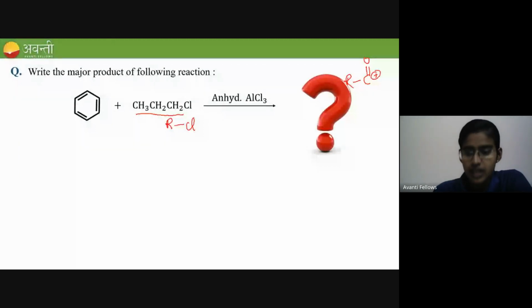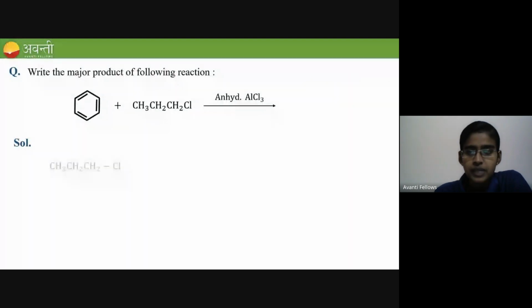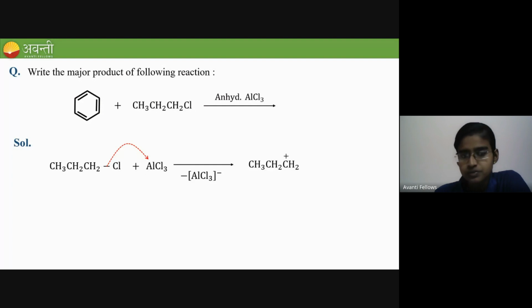Yes, it is alkylation. Now, two different products we will get here, so we have to find out the major product. I told you about rearrangement, and that concept I will explain here with this example. So first we have to generate the electrophile. Take the propyl chloride and treat it with AlCl3. The electron pair will go with the AlCl3, and we will get an alkyl carbocation.